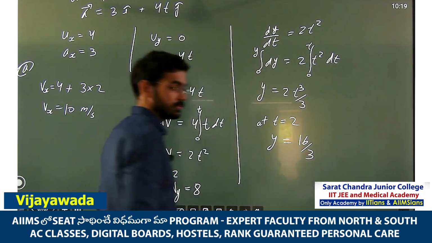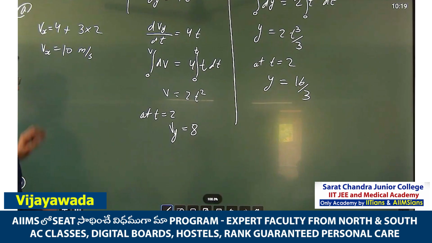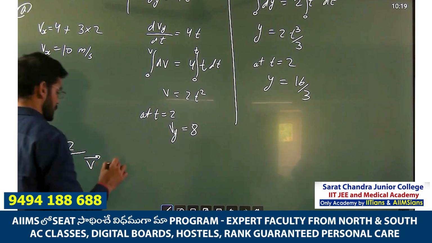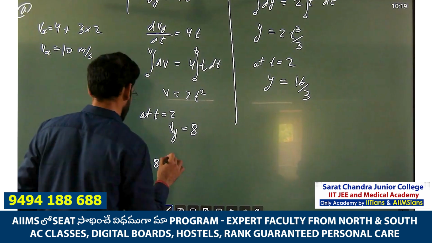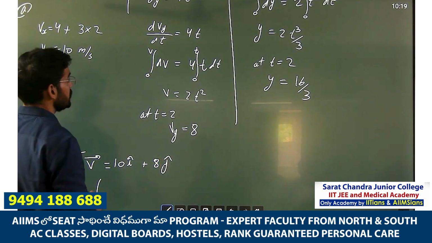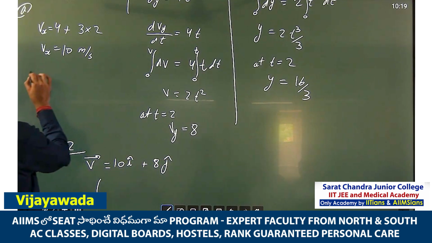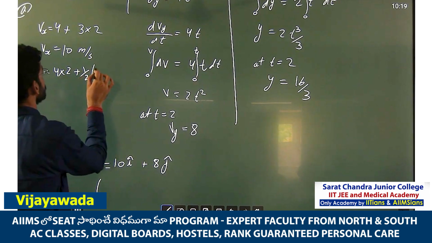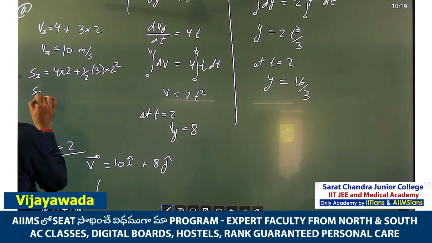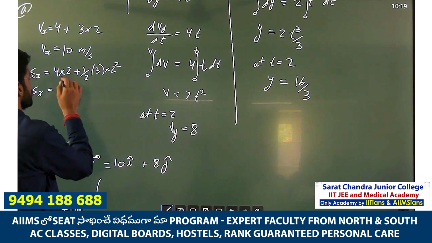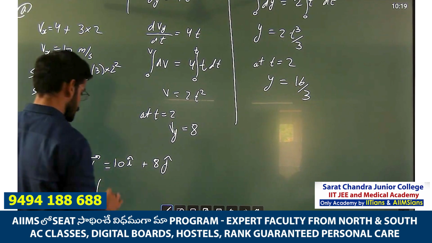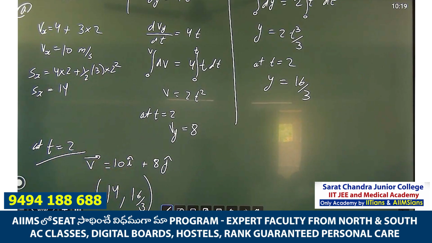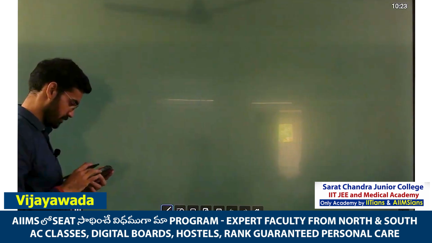16 by 3, right? Okay. So final velocity I can say at t equal to 2, velocity will be 10 i cap plus 8 j cap, and position will be... here we didn't solve the sx. Sx is what? Ut, 4 into 2 plus half acceleration 3 into 2 square. Agree? How much is this? 6 plus 8, 14. So this is 14 comma 16 by 3. This is the coordinate, this is the velocity. Okay, that's it. 14 comma 16 by 3.